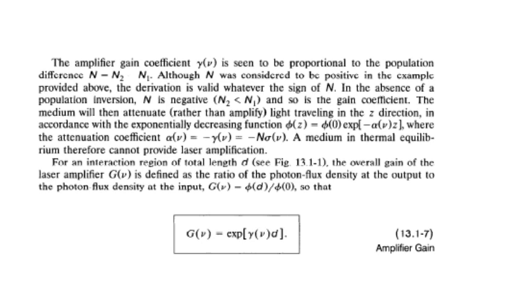The derivation is valid whatever the sign of N, whether it is higher or lower. In the absence of population inversion, n2 is less than n1, and so is the gain coefficient. The medium will then attenuate light traveling in the z direction in accordance with an exponential decrease.